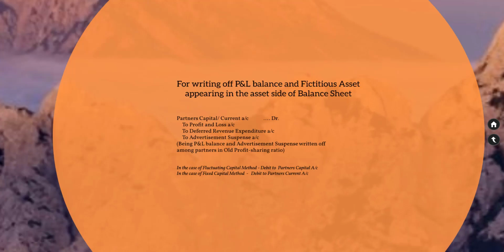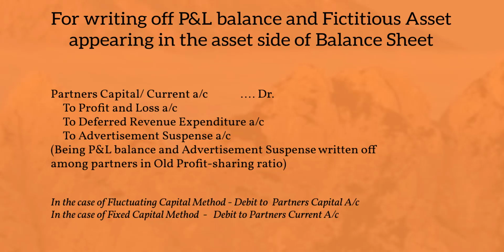And the journal entry for the same will be, in this case, we will debit the partner's capital account for fluctuating capital method or partner's current account in the case of fixed capital method, and we will credit the P&L account balance amount appearing in the asset side of the balance sheet representing the accumulated loss, and credit the deferred revenue expenditure, advertisement suspense, etc. So after crediting these items appearing on the asset side of the balance sheet, we will distribute it or write it off among the existing partners in their old profit sharing ratio by debiting them.